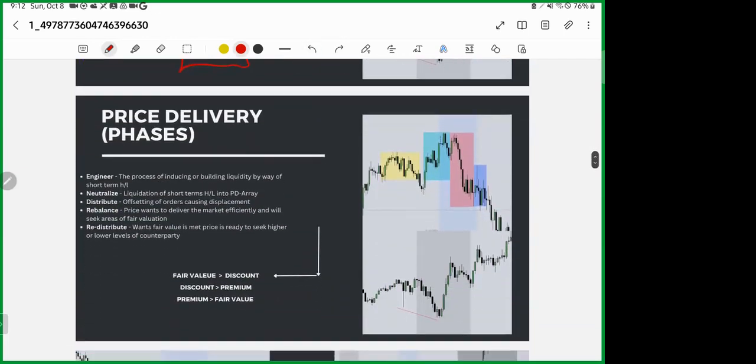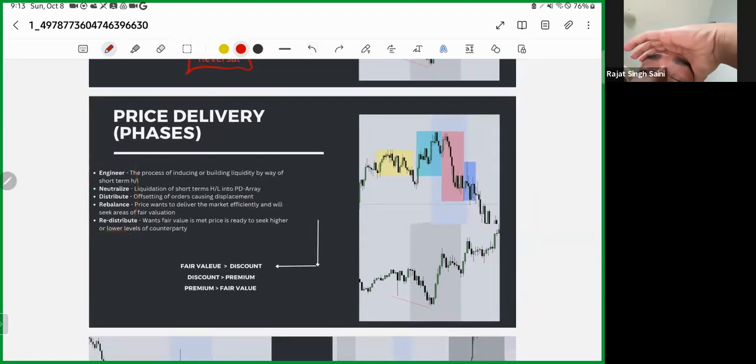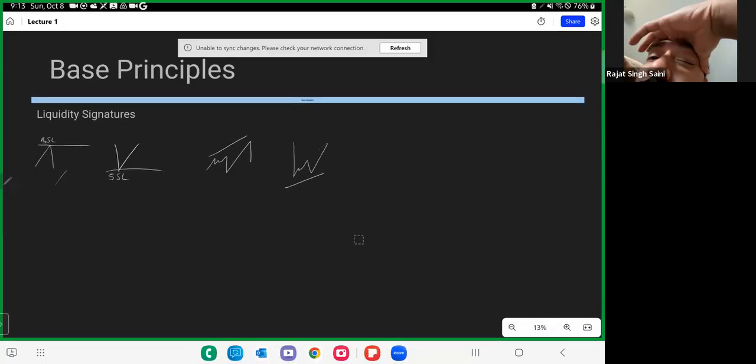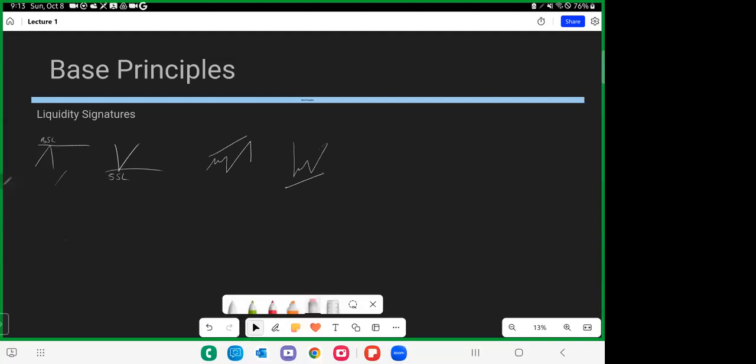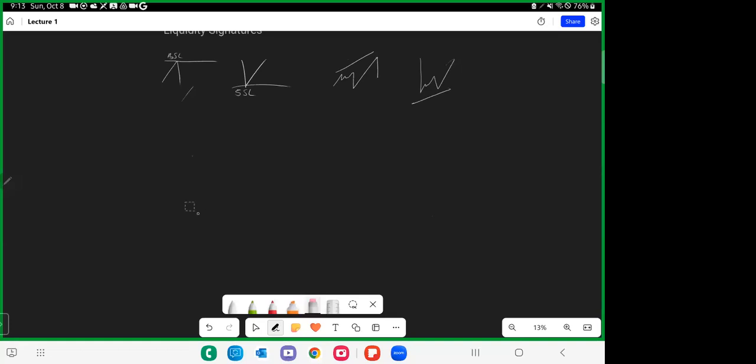The way I like to interpret this is this here. The market will engineer, neutralize, distribute, rebalance, and redistribute. Just to give you a visual of what that looks like, let me just stick to this screen here. We're saying engineer. This is where price is creating those short-term highs. Neutralize: we created short-term highs, and then we take out that liquidity.